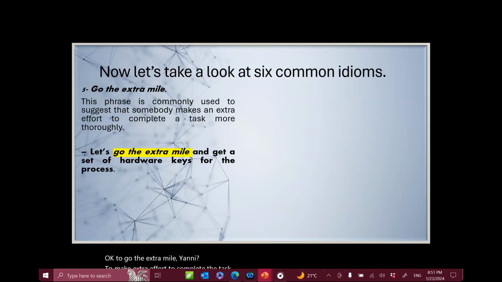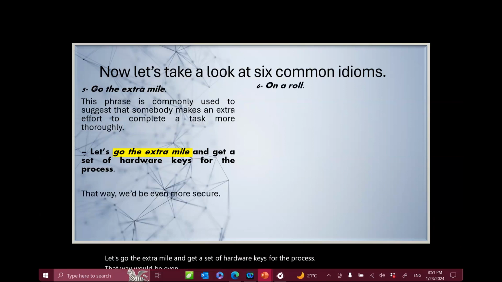Let's go the extra mile and get a set of hardware keys for the process. That way would be even more secure. Okay, next.